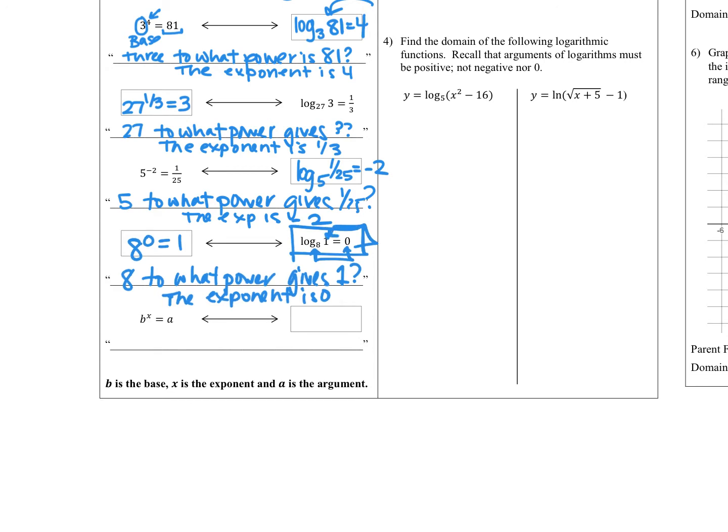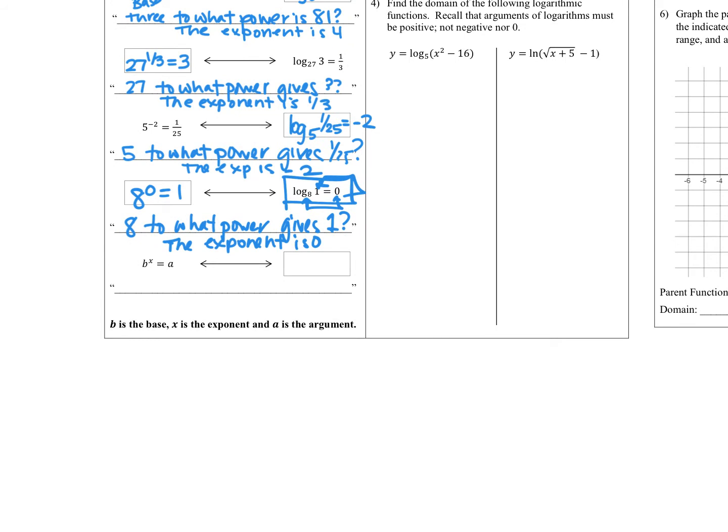Okay, so we have b to the x equals a. That's, again, saying b to what power gives a. I mean, we can see it in that exponential form. But really, that's what the log is asking you. Log base b of a is equal to x. And so that exponent is x. B is the base, x is the exponent, and a we call the argument.